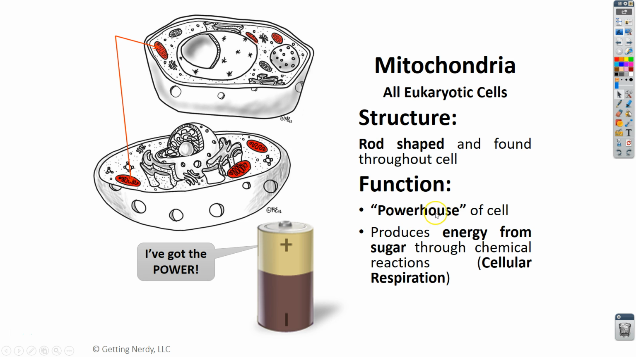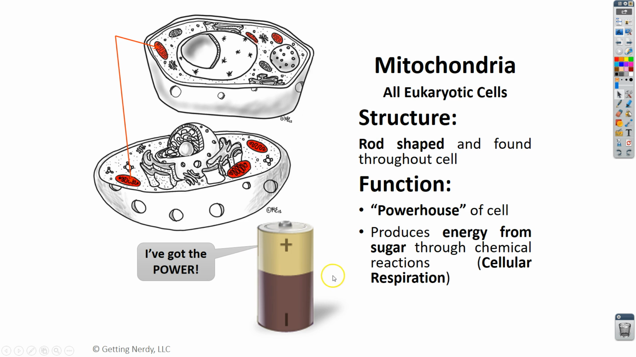They are the powerhouse of the cell, so they produce energy from sugar through chemical reactions, and we call that cellular respiration. It's kind of like when you breathe in and out, and that pulls oxygen in and helps power all your different vital functions of your body, including your heart. This powerhouse makes energy from sugar through the chemical reaction that we call cellular respiration.